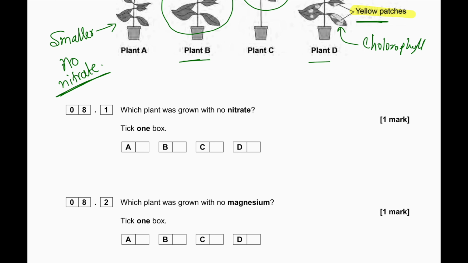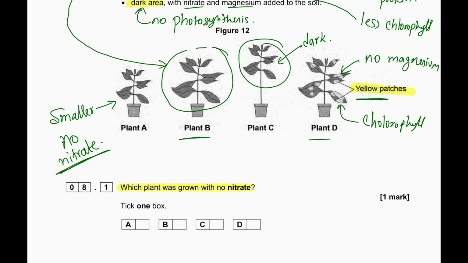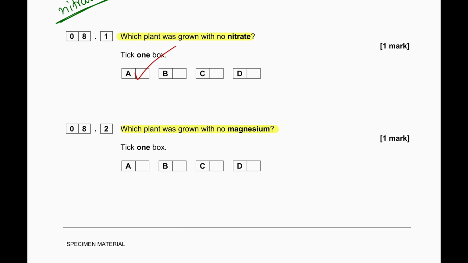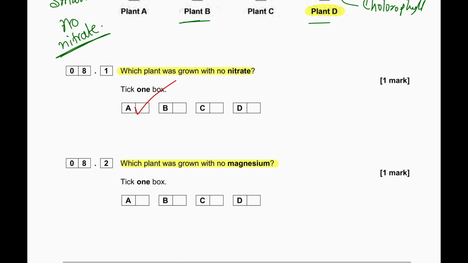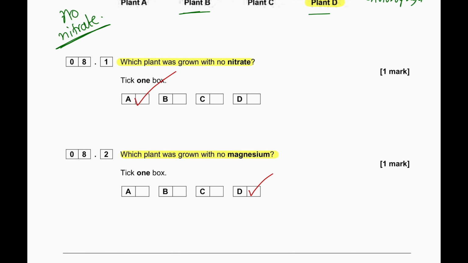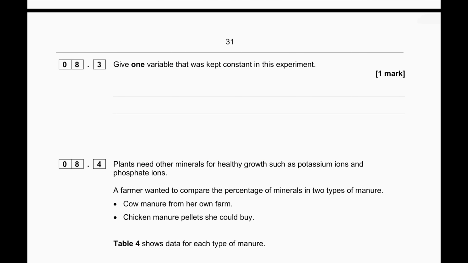The question says which plant was grown with no nitrate. So definitely stunted growth will be an indicator of no nitrate. Which plant was grown with no magnesium? Since there is less chlorophyll in plant D and it is becoming yellow, that means plant D has no magnesium in it. Give one variable that was kept constant in this experiment.